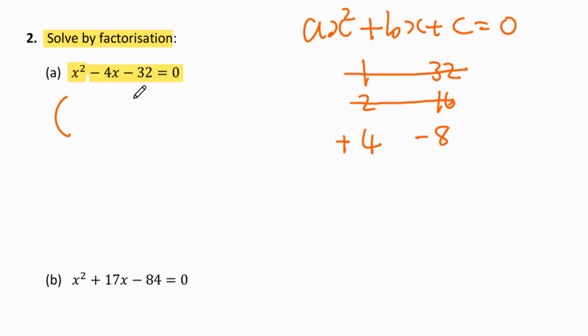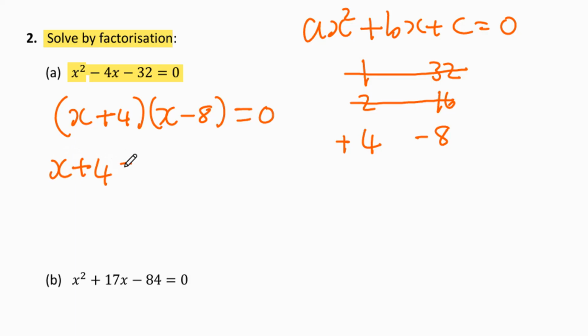Now we open brackets, and we have x times x will give us x squared, and we're going to use positive 4 and negative 8, and this is equal to 0. Now we can use the zero product rule. X plus 4 times x minus 8 is 0, and that means that x plus 4 is 0 or x minus 8 is 0.